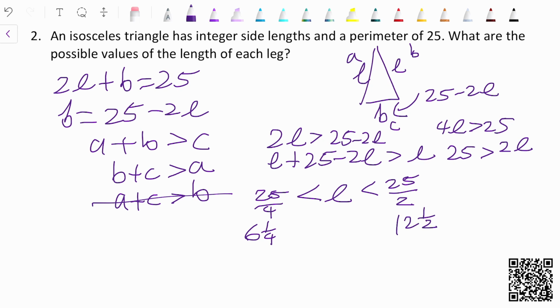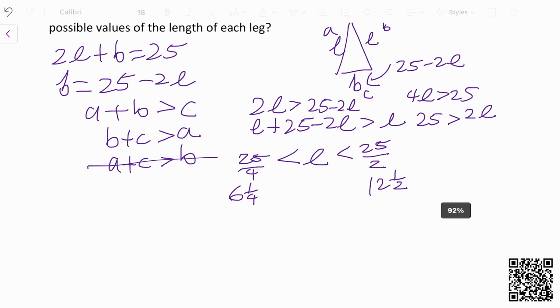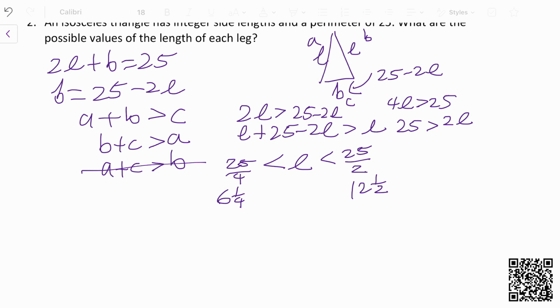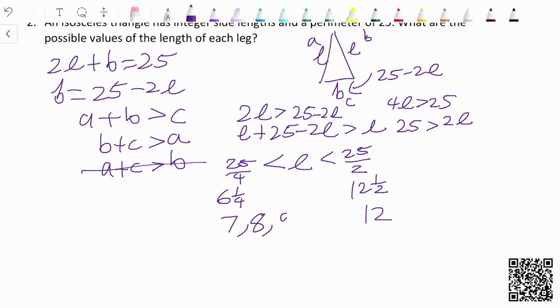And since it's integer side lengths, this means that we're going to round. Since L is greater than the bottom one, we're going to round up. Since L has to be less than the top one, we're going to round down. So from 7 to 12, in total, there are 6 numbers. Therefore, the possible values of the length of each leg are 7, 8, 9, 10, 11, and 12.